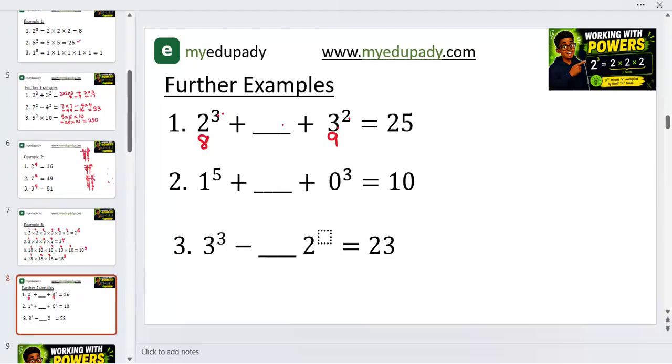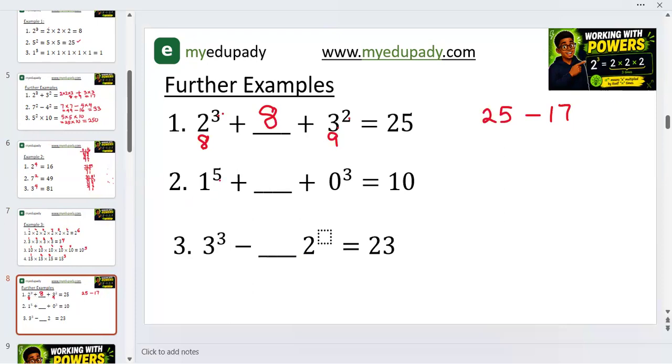And when we add 8 to 9, what do we get? 17. So what number will I add to 17 that will give me 25? So what I'll do is 25 now minus 17. So I know 25 minus 17 will give me what? 8. So the answer to this is what? 8. And we put 8 there. Let's take a look at the second question.